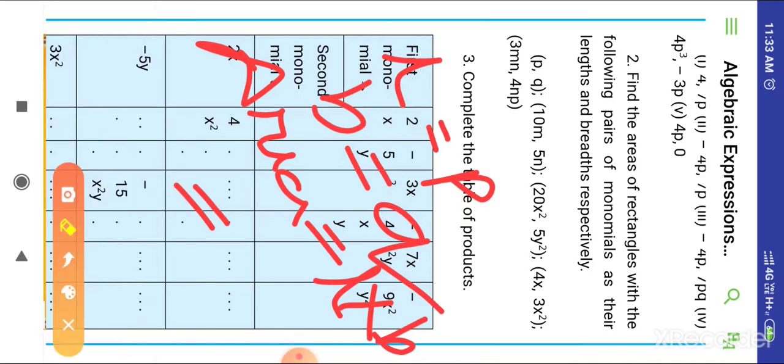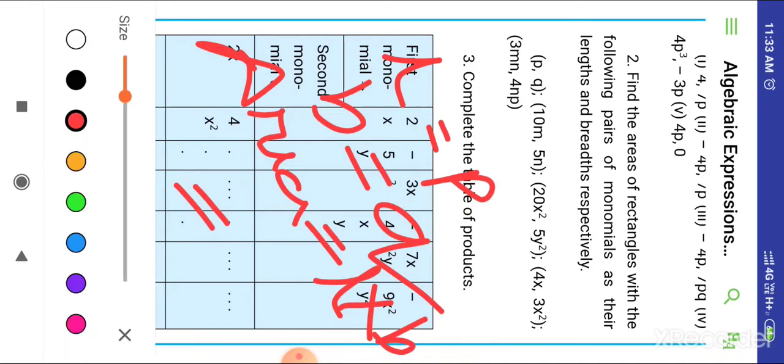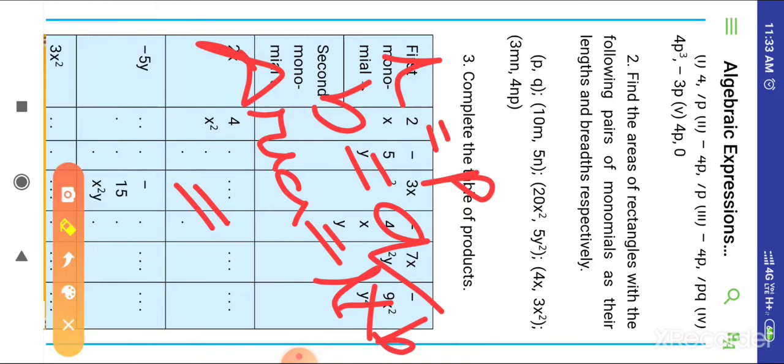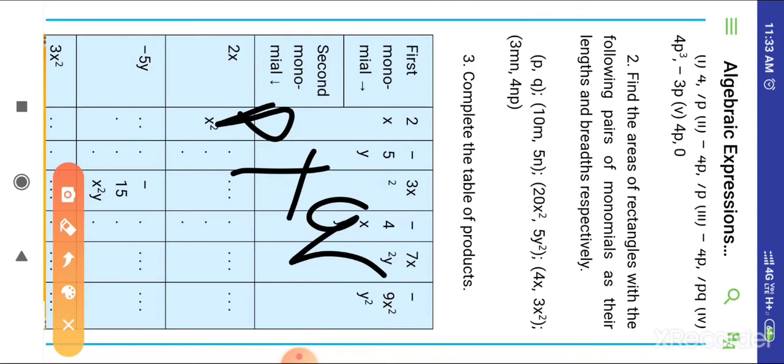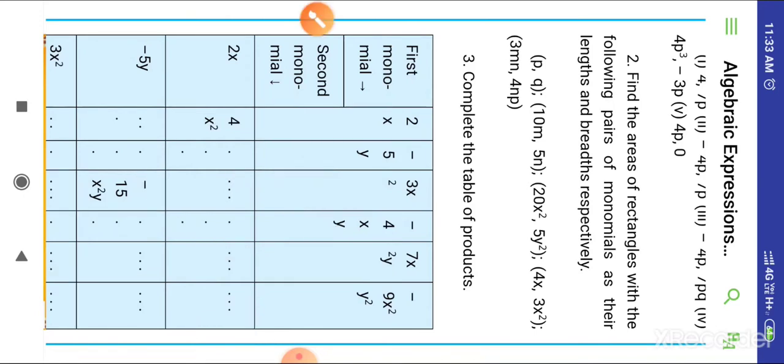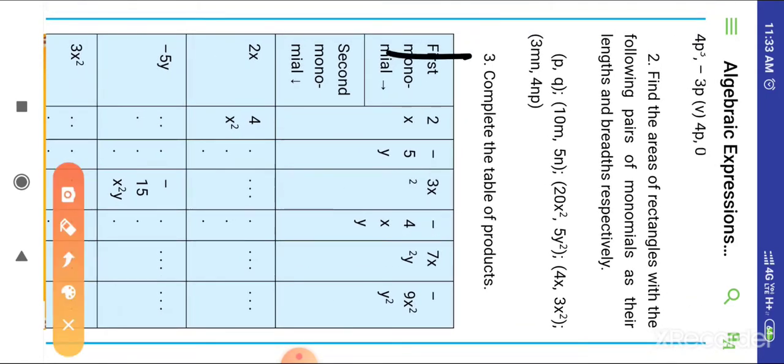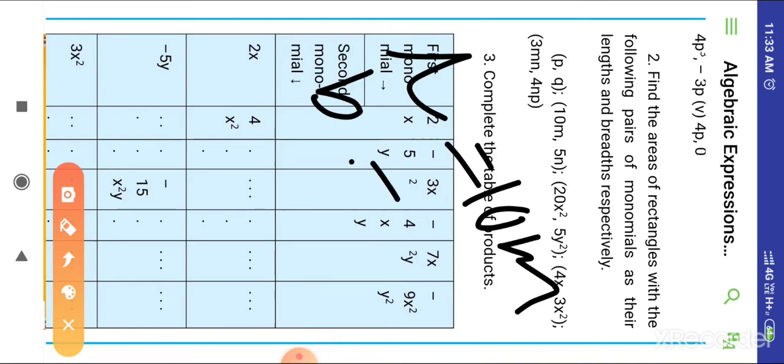After simplifying this, we have 25 by 2, or we can write this as 12.5%. In the same way, you can solve second and third part of the first question. Now move to second question. Second question is convert the given decimal fractions to percentage.